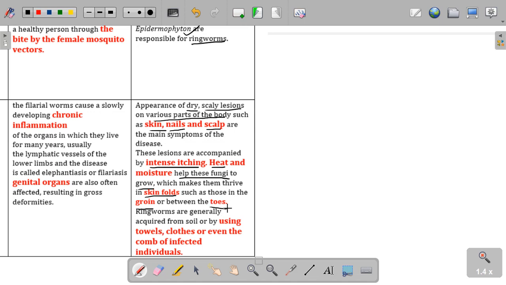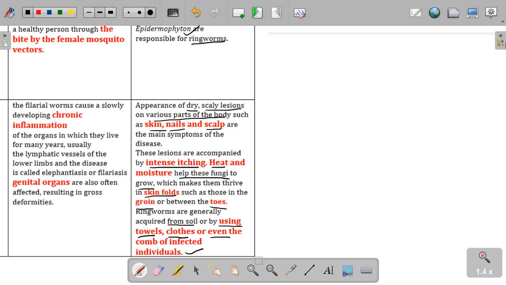These ringworms are generally acquired from soil or by using towels, clothes, or even the comb of an infected individual. So that means these fungi can spread from infected persons through day-to-day utensils like towels. If a healthy person wears an infected person's clothing, apparel, or towels, even a comb can carry that pathogen from an infected person to a healthy person. Let me show you one picture I have here.